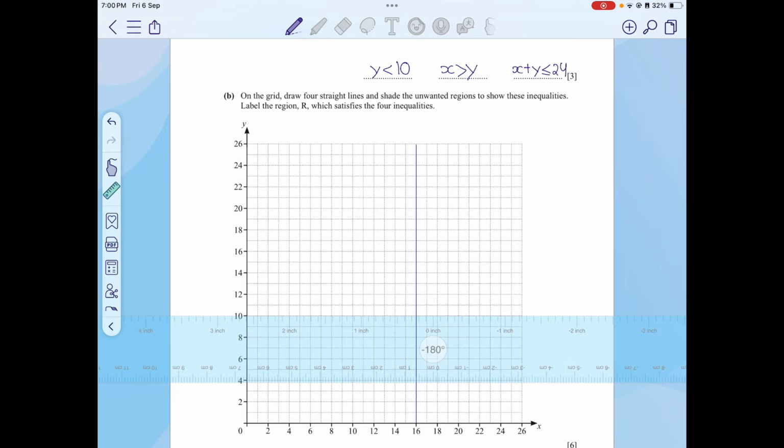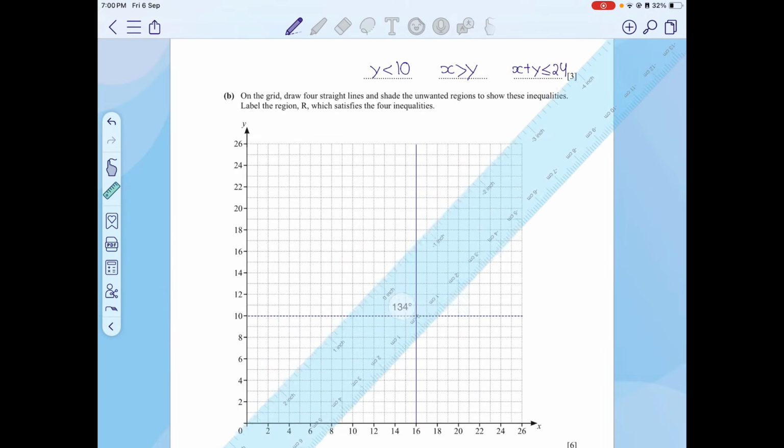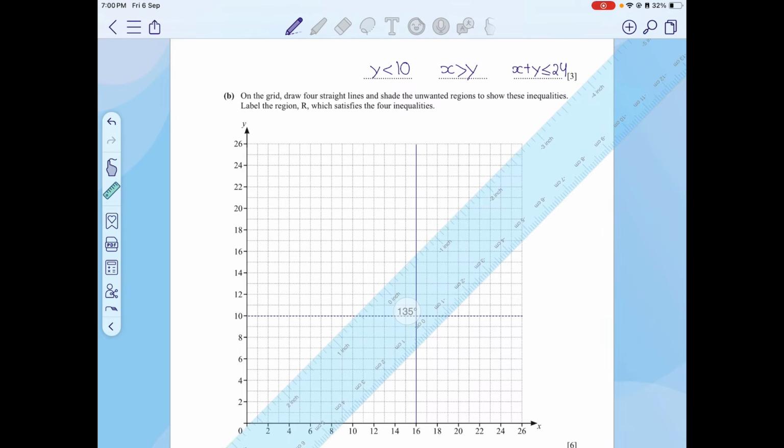Alright, so y is 10. Then the next one is x is greater than y. If you're often confused, just replace the inequality symbol with the equal symbol when you're drawing the line. Again, there is no equality here, only greater than, so I would use a dashed line. If x equals y, the line passes through 0, 0. So a straight line like this.